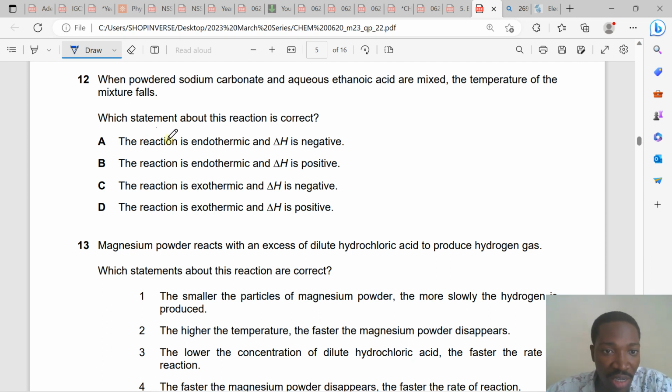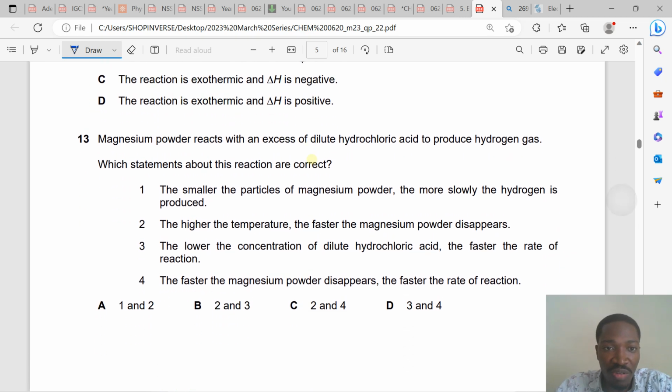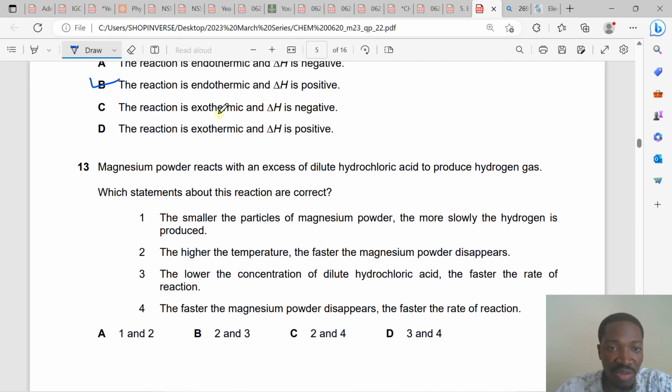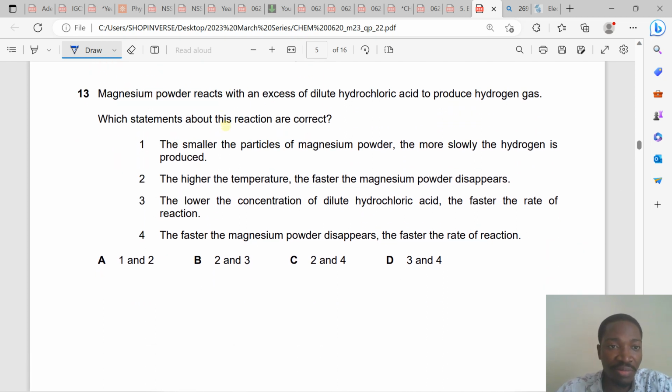So let's see. The reaction is endothermic, yes, and delta H is negative? No, it is absorbing heat. So the change in heat content will be positive because as it is absorbing heat energy from the environment, the heat content will rise. The heat content at the end will be above the heat content in the beginning. So the reaction is endothermic and the change in heat content is positive. Yes, that makes B the correct answer to question 12. The reaction is not exothermic, so these two definitely can't be the correct answer.